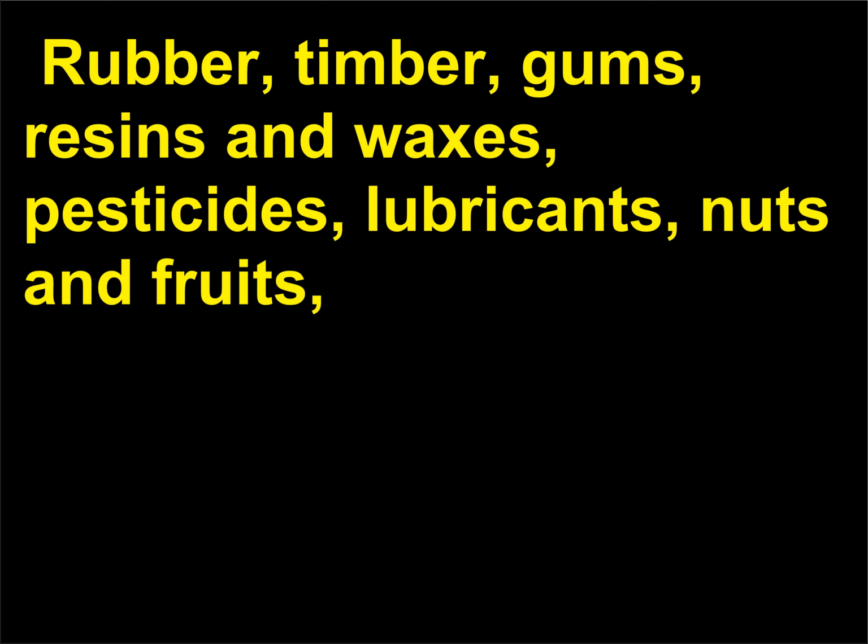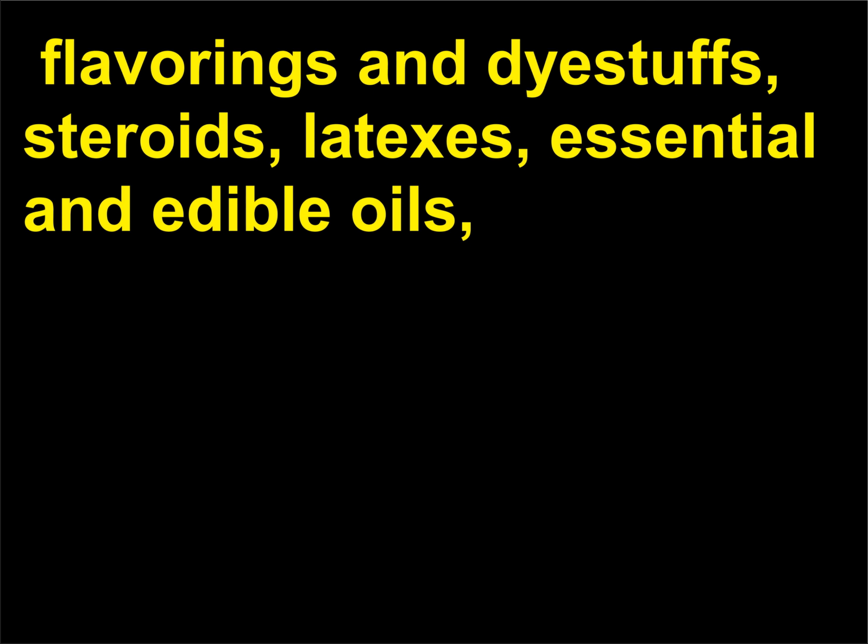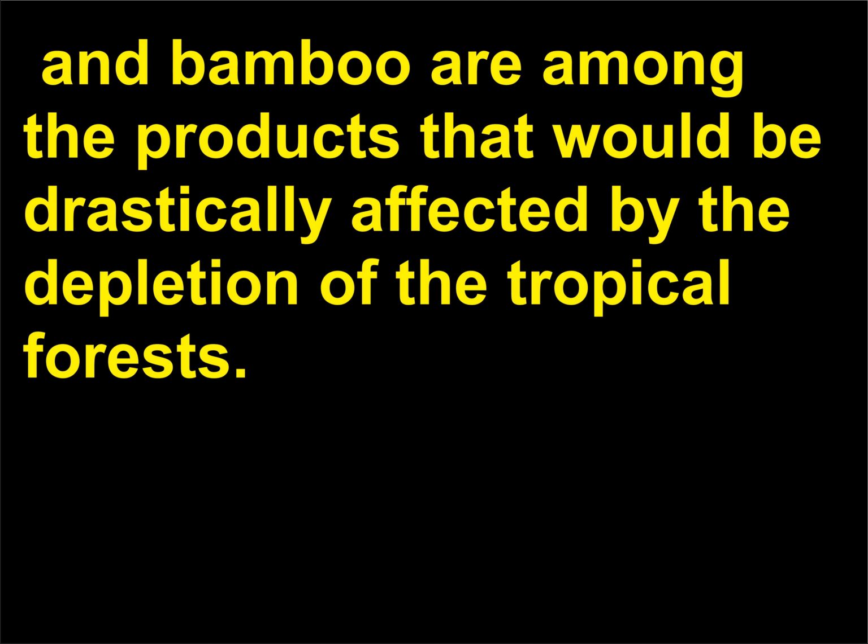Rubber, timber, gums, resins, and waxes, pesticides, lubricants, nuts and fruits, flavorings and dyes, tufts, steroids, latexes, essential and edible oils, and bamboo are among the products that would be drastically affected by the depletion of the tropical forests.